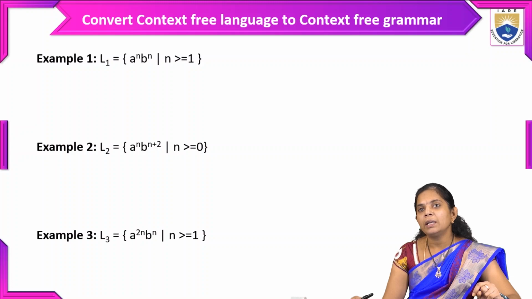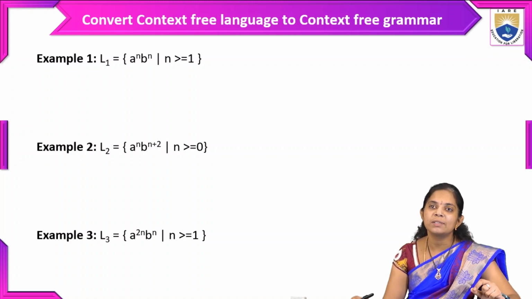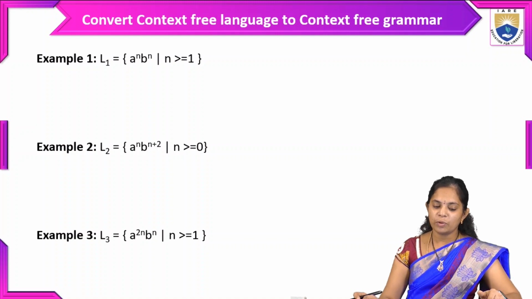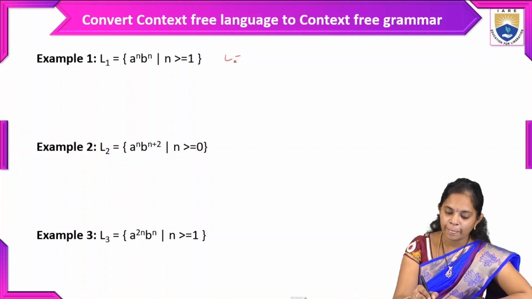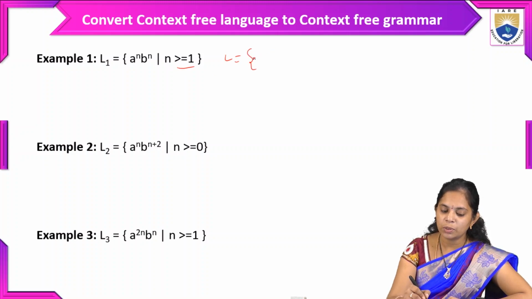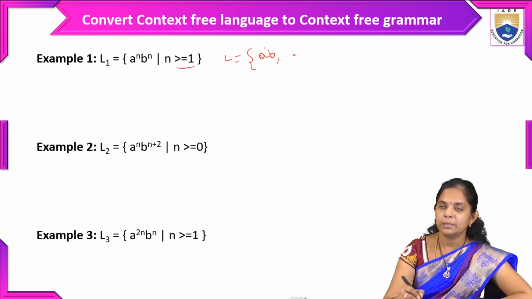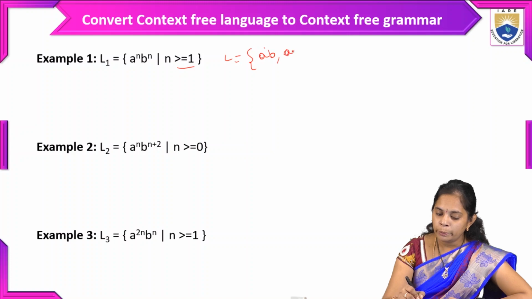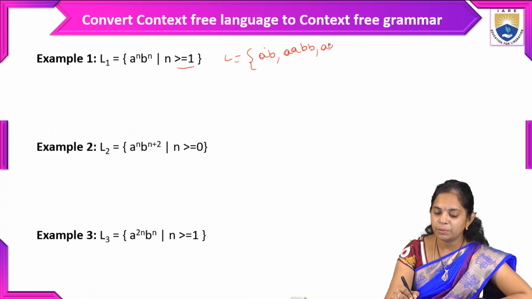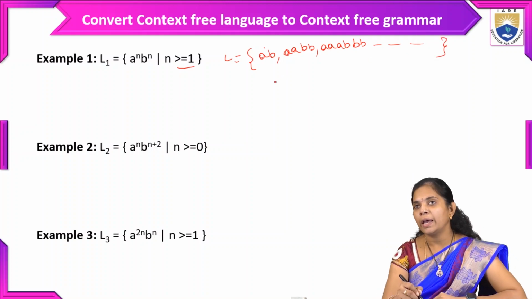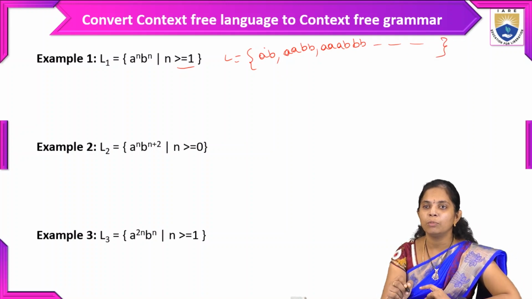So here a power n and b power n means a number of A's followed by the same number of B's. If you write the language elaborately, for n equal to 1, a power 1 and b power 1, so we get AB. For the value 2, AABB. And for value 3, AAABBB. If you observe the pattern, we have a number of A's followed by a number of B's.